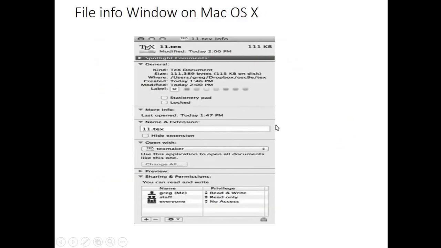This is one sample file information window on a Mac operating system. By seeing this window, we can identify the different information about the file, like it is a text document, it is created on so and so date and so and so time, and what the permissions are. Here we can see who the owner of the file is. He has read write permission. Staff is nothing but group members, they have read only permission, and others have no access to this particular file. Likewise every file will have its information stored in its directory.